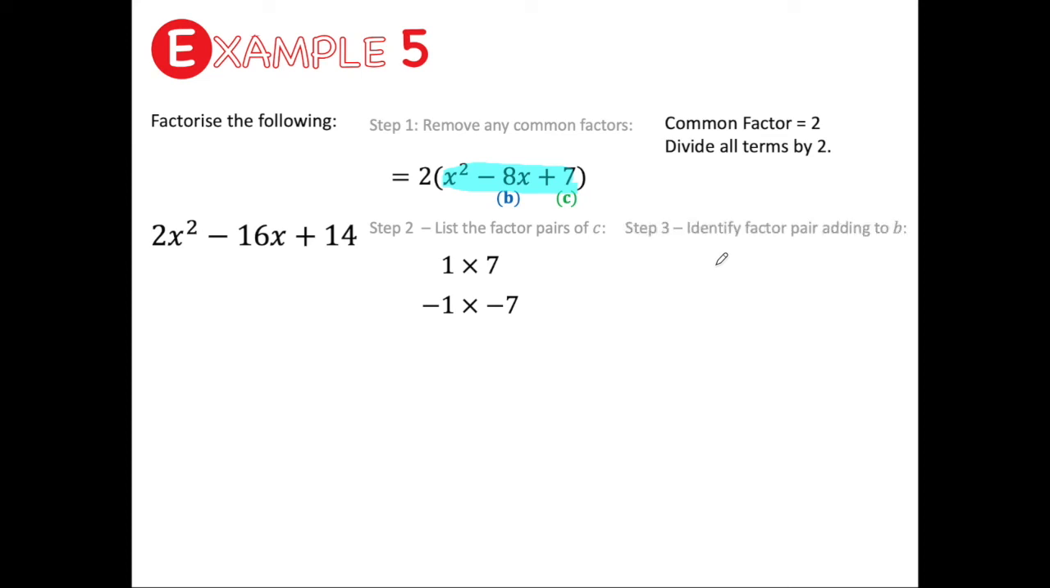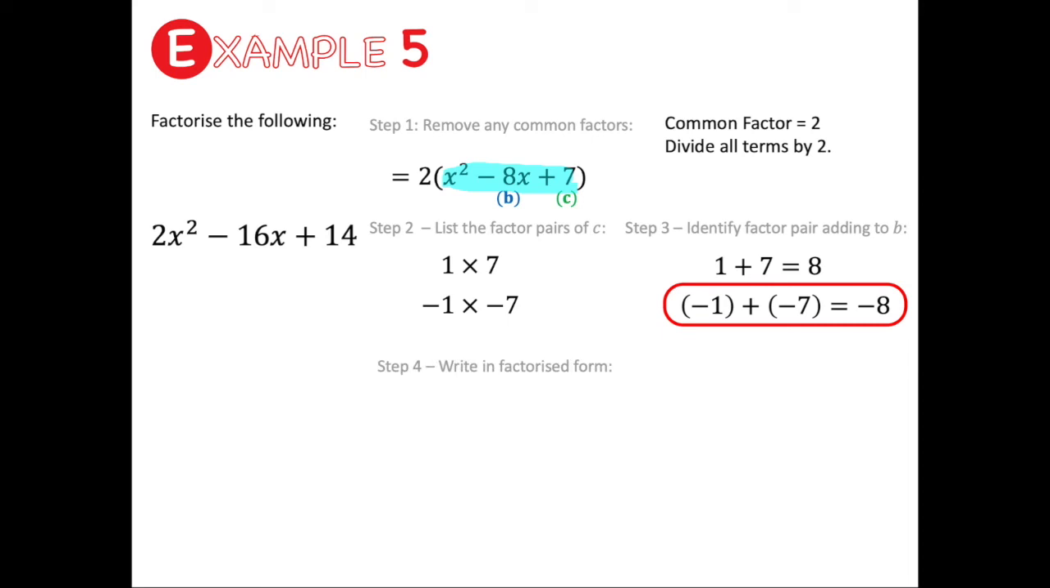So adding those factor pairs together to see which one adds up to negative 8. So I've got 1 plus 7, which is equal to 8. And I've got negative 1 plus negative 7, which is equal to negative 8. So having a look and seeing which one adds up to negative 8, it is my factor pair of negative 1 and negative 7. So now I can go ahead and write that in my factorized form using negative 1 and negative 7. So that will be x minus 1 and x minus 7.